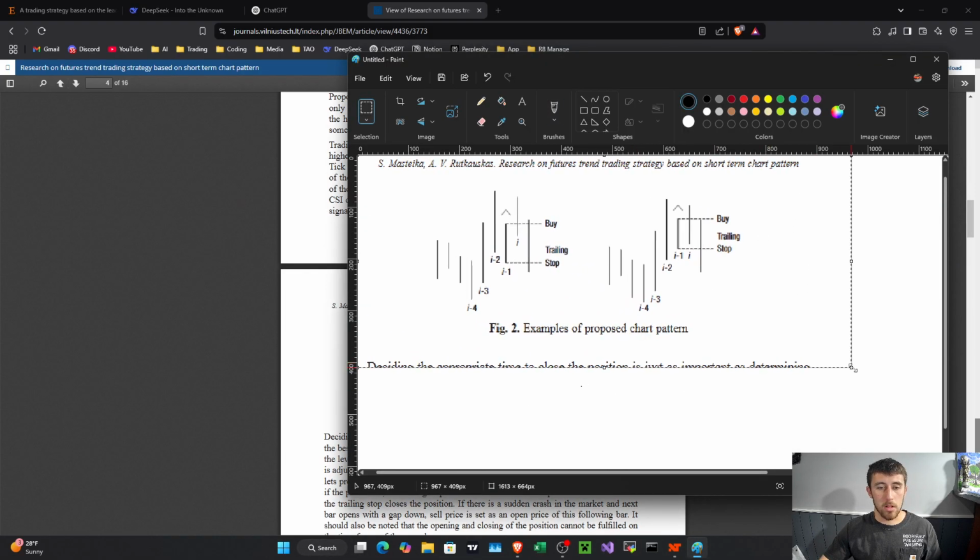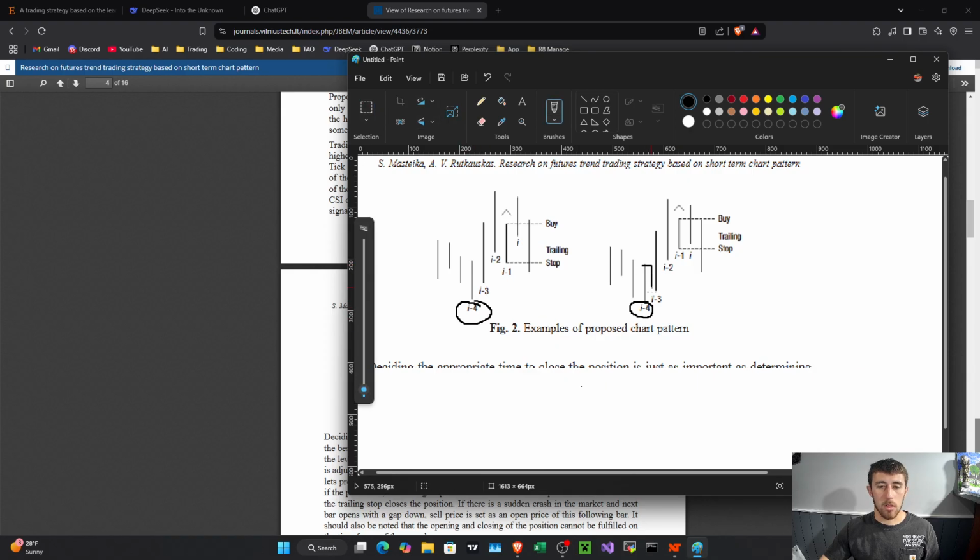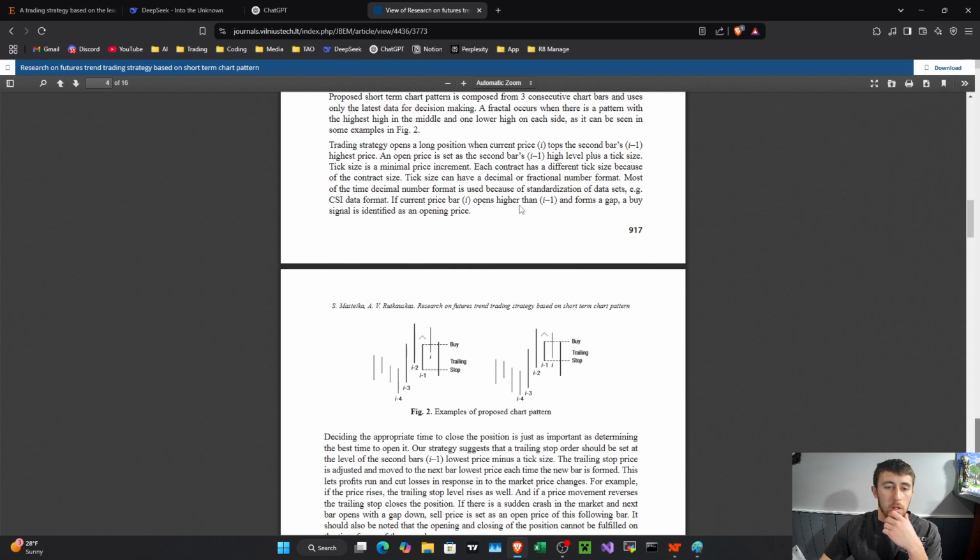We'll go ahead and paste this. So the fractal is going to be this candle, right? These are all candles. So the trading strategy opens a long position when current price tops the second bar's highest price. Open price is set at the second bar's high level plus a tick size.